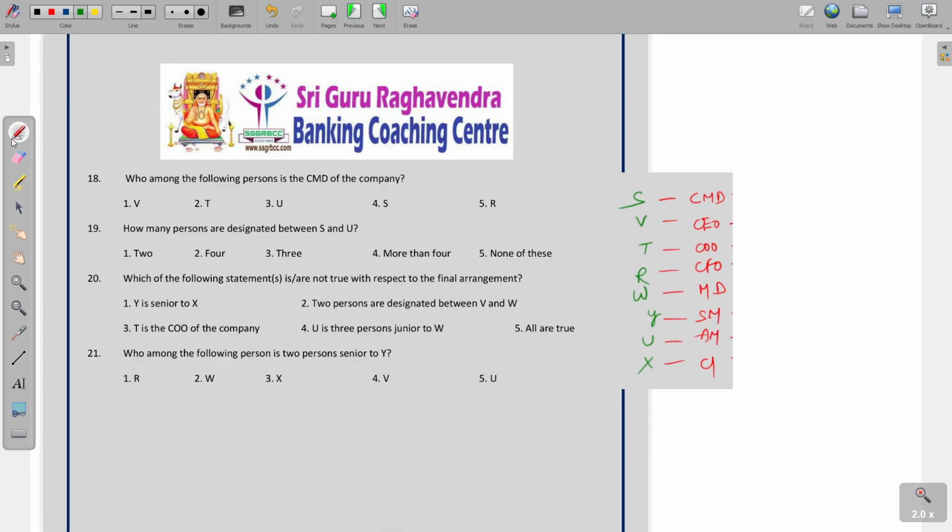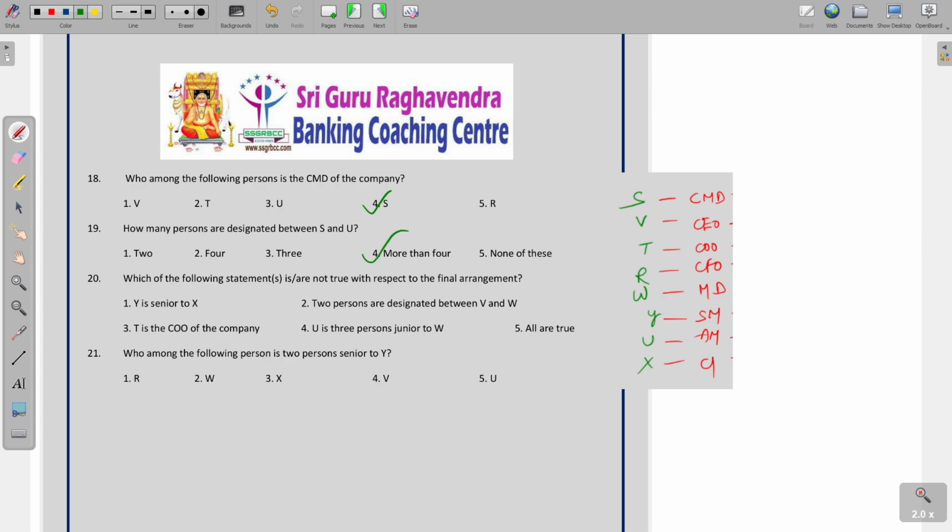Questions. Question number 18. Who among the following persons is the CMD of the company? So the CMD of the company is S. How many persons are designated between S and U? Between S and U 1, 2, 3, 4, 5 persons are there. So more than 4 persons.